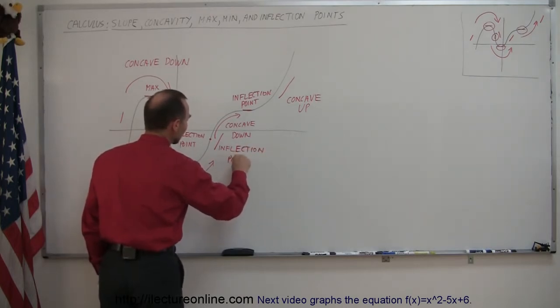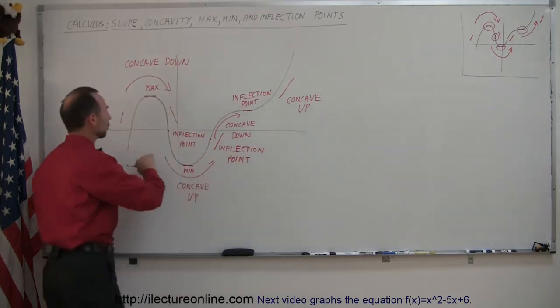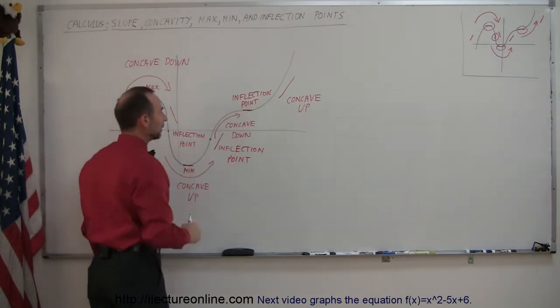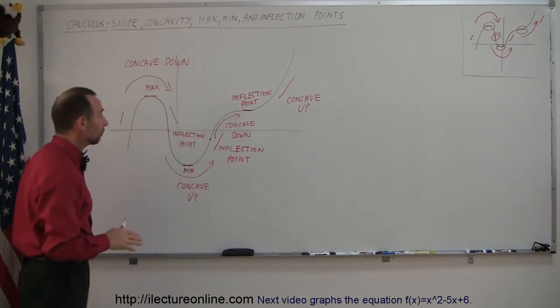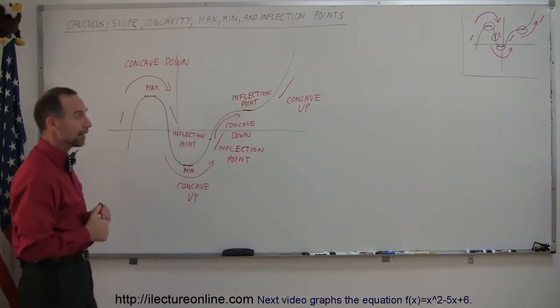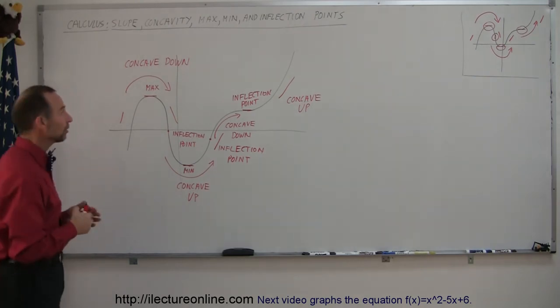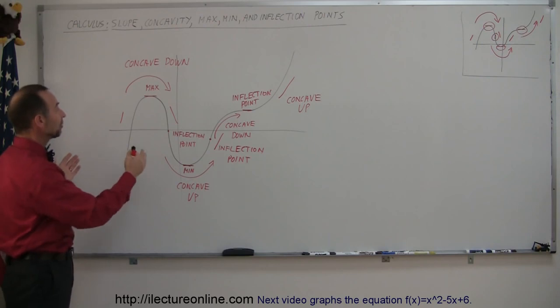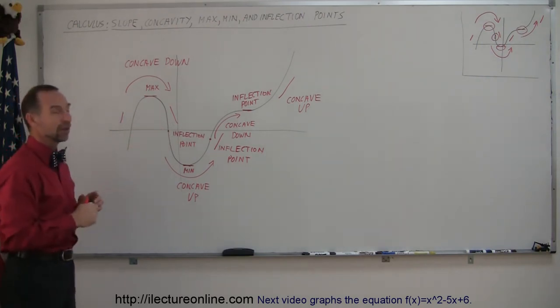So you can see that inflection points are found everywhere where the curve goes from concave down to concave up, or from concave up to concave down. But not all of them are vertical and not all of them are horizontal. You'll have to figure out which way they are. All right, so this gives you a little introduction. Let's now do some nice examples where we can apply the techniques to find all these various points on a graph.